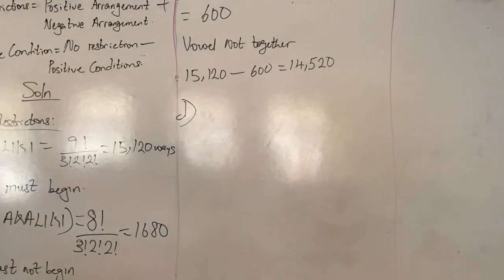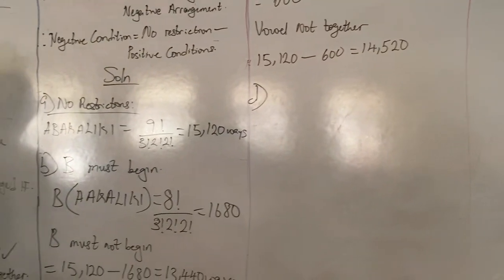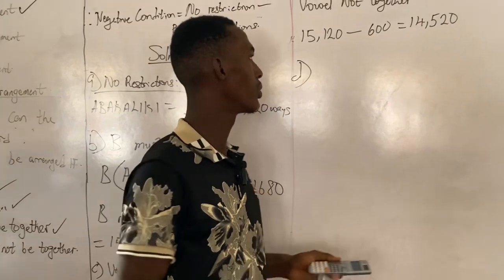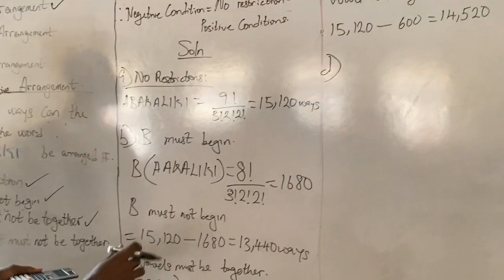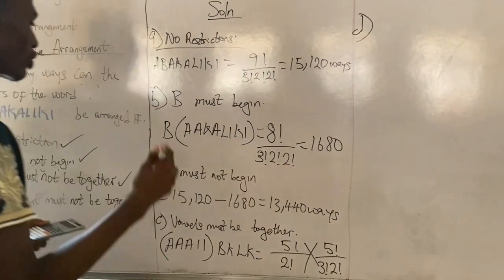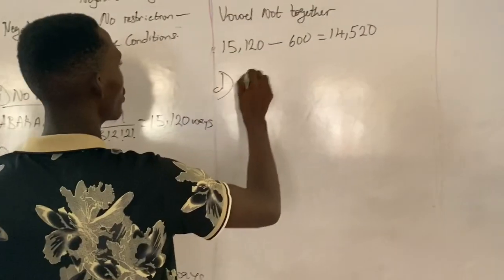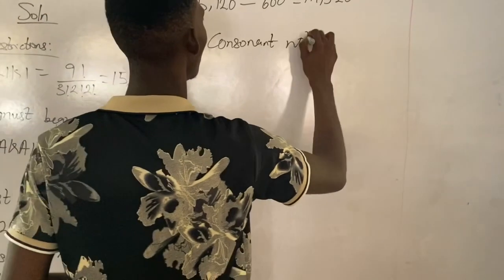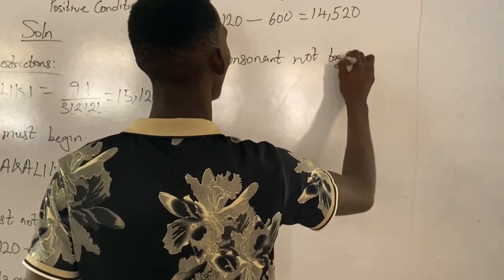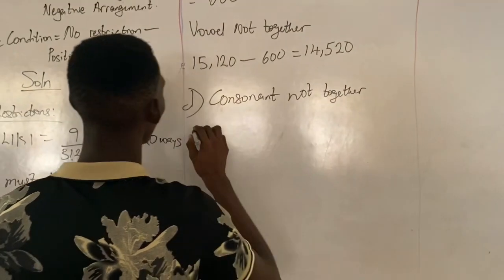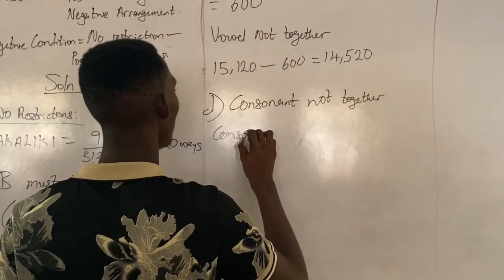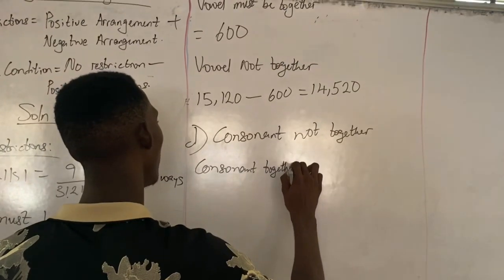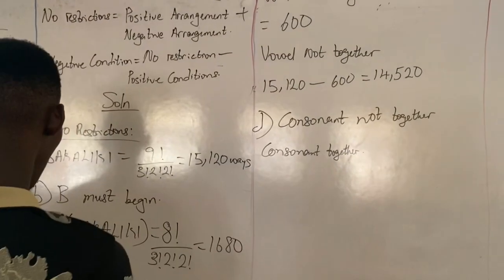If you still don't understand how we got to this, then this our final, which means consonants must not be together, you'll be able to get the steps or the tricks which you are using to get negative arrangements. Now, if consonants must not be together, we need to get consonants together. So if consonants are together, then we have what?